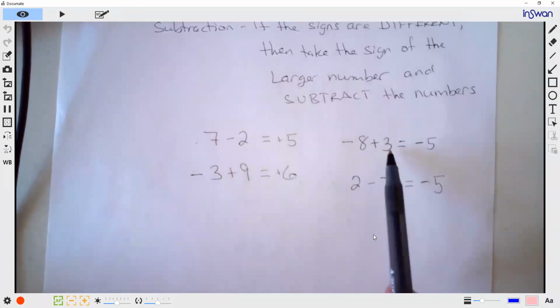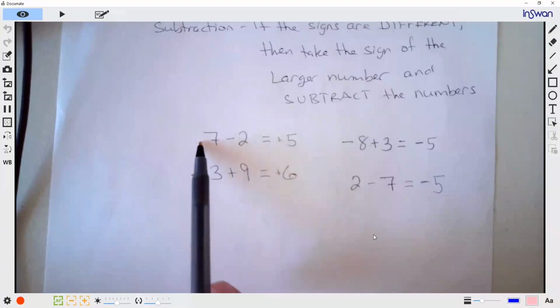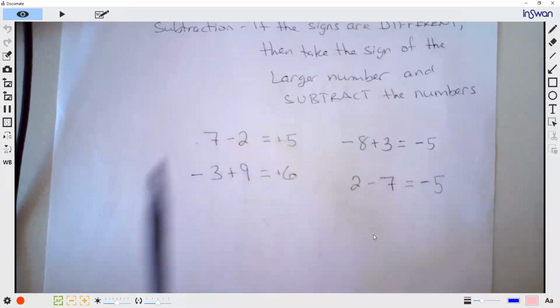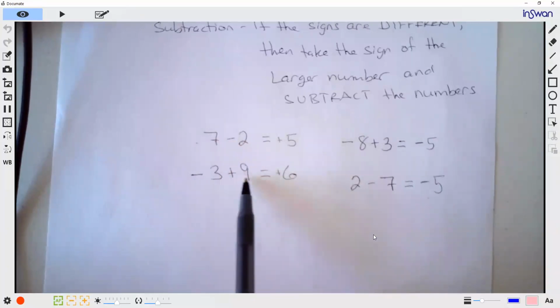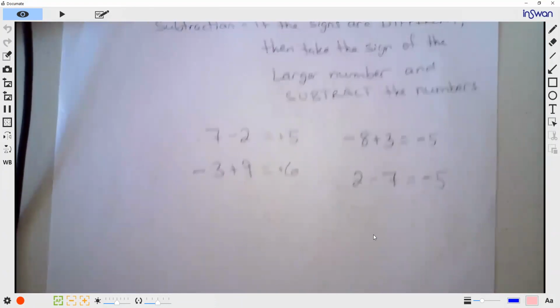So we just look at the numbers. Since 8's bigger than 3, I look at that sign. 7's bigger than 2, I look at that sign. If there's nothing there, it's positive. 3 and 9, 9's bigger, so that's how you do it. You don't need calculators to do all this stuff.